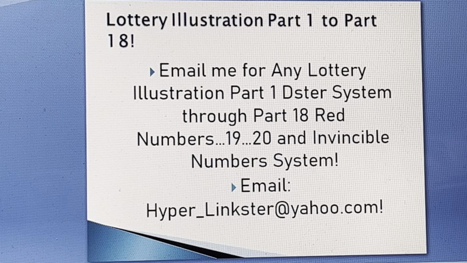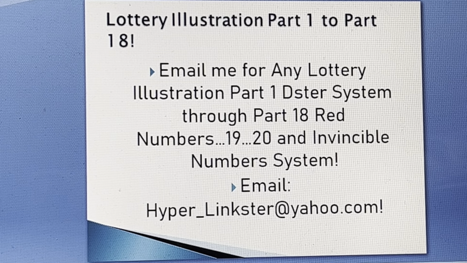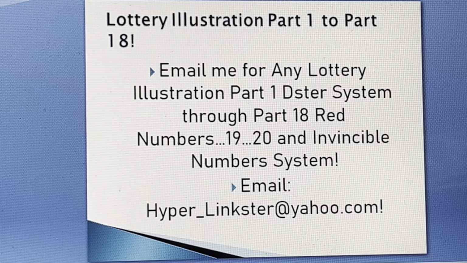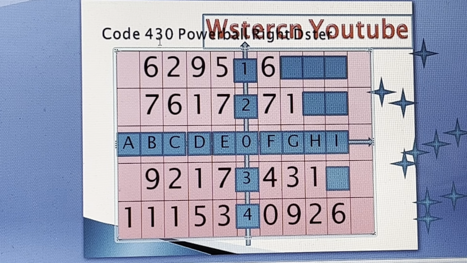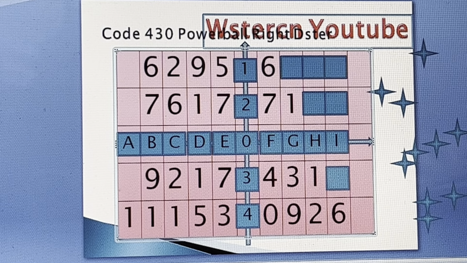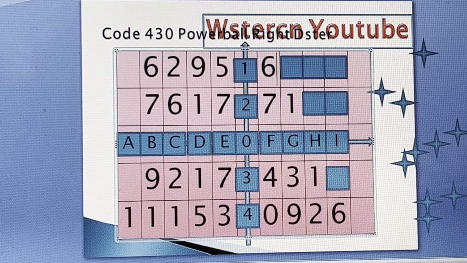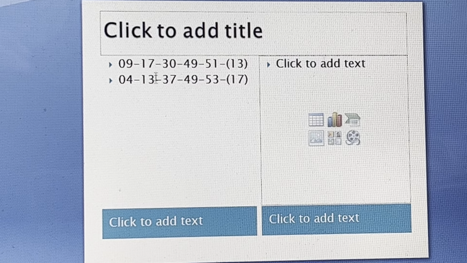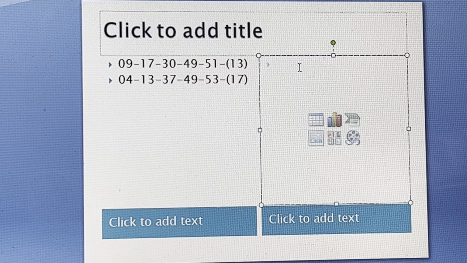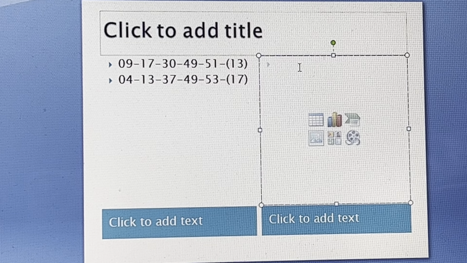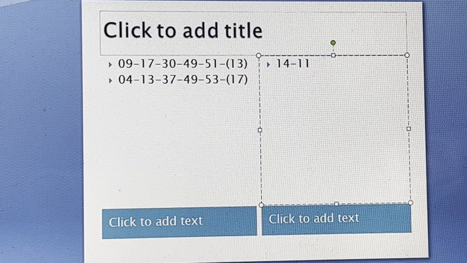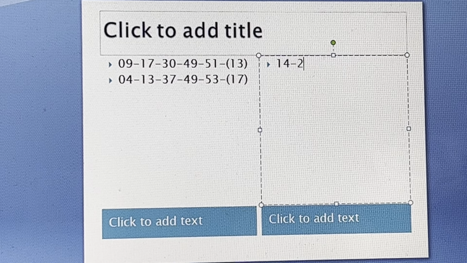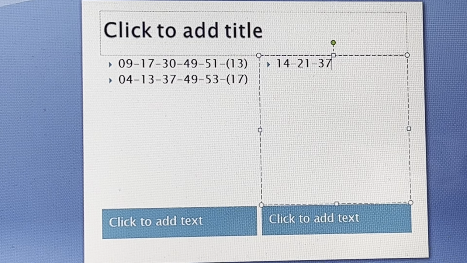Okay, let's get to the Powerball for tonight's drawing. So there'll be a different Dster. It's May. There'll be a different Dster, and this is the Dster for Powerball. So let's look at the Powerball Dster for last draw. So again, for last night's Powerball, the winning numbers were 14, 11, 21, 37, 44.